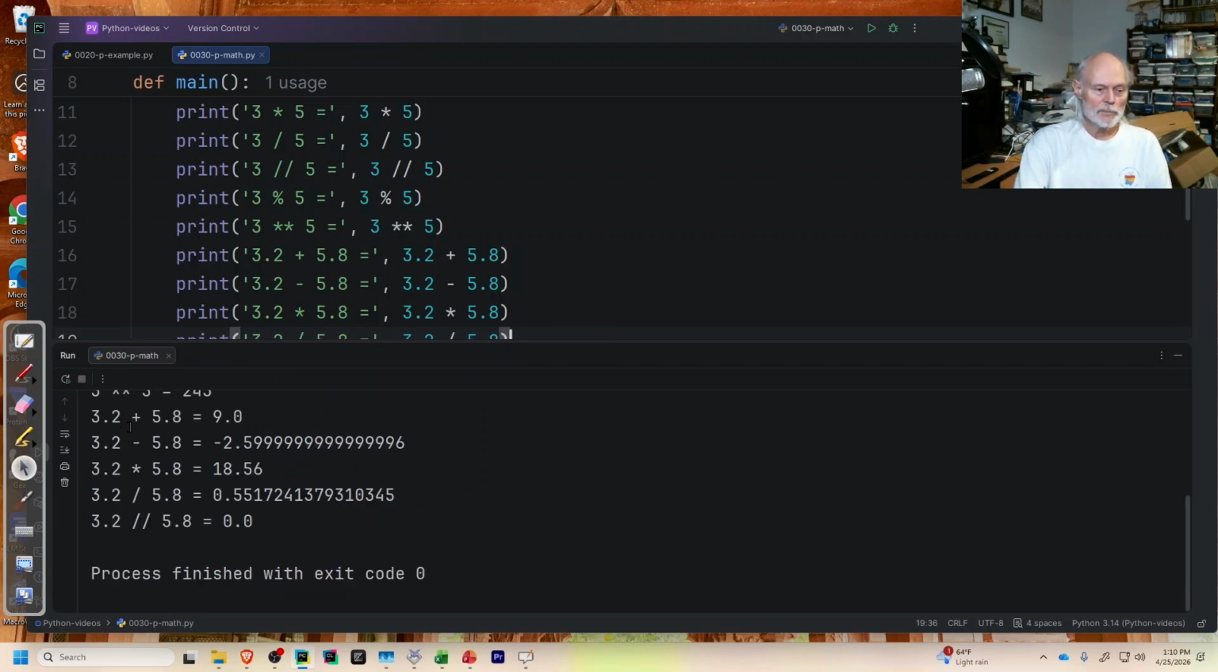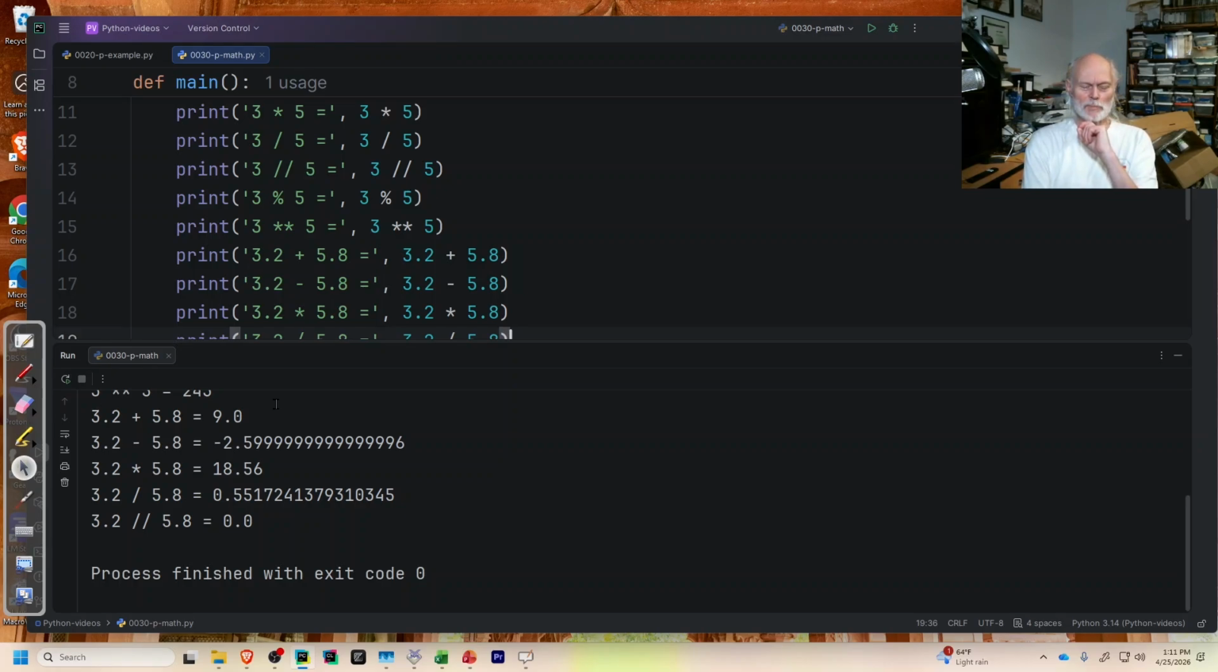And here I get 3.2 plus 5.8 is 9.0. It's a floating point number. 3.2 minus 5.8 is minus 2.59, all those. What's going on there? Well, the 3.2 times 5.8 gave us what we would expect, but the division also gave me an unexpected number.